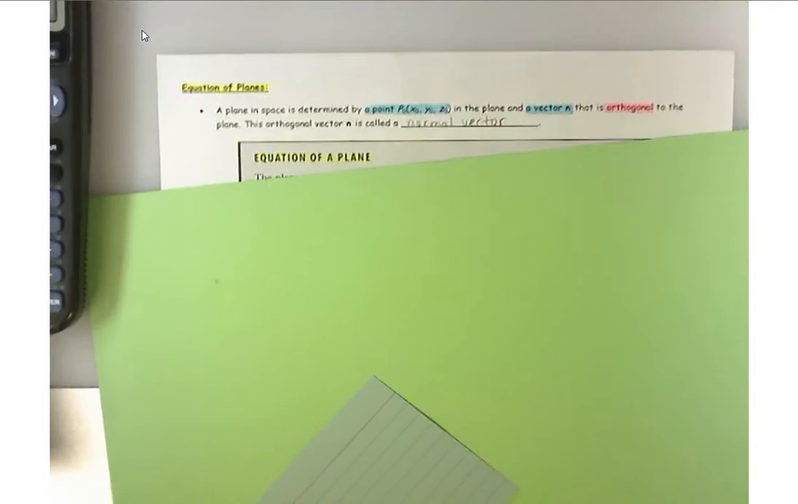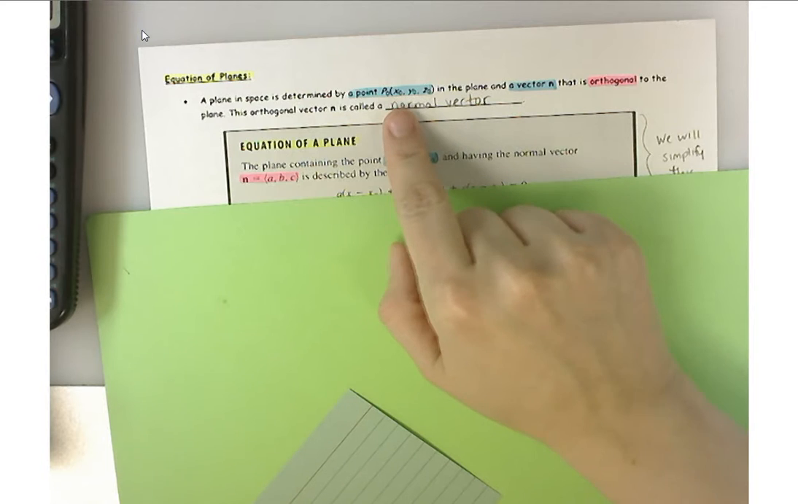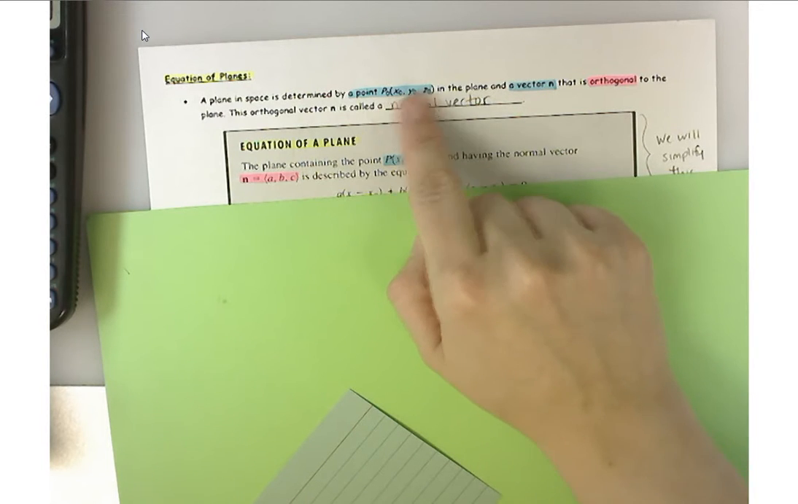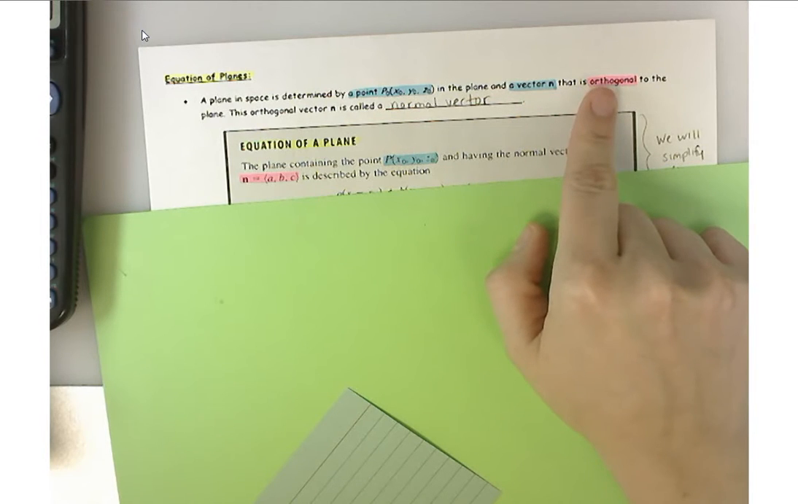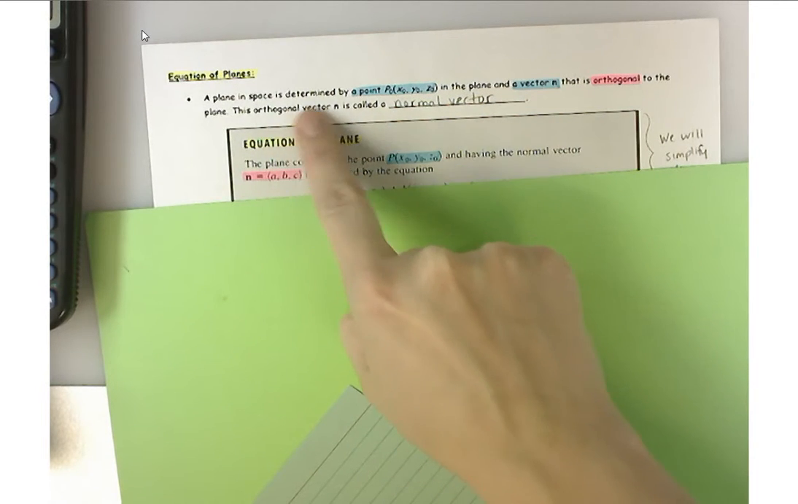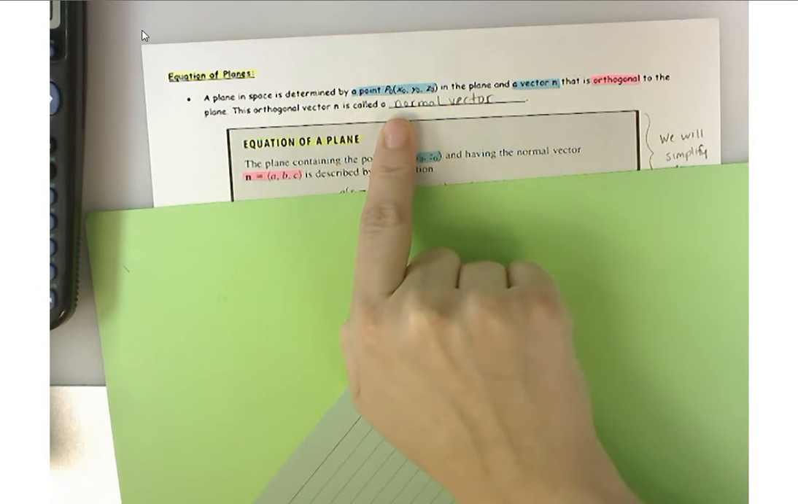All right, so the next thing we're going to talk about is the equation of a plane. So a plane in space is going to be determined by a point in the plane and the vector n. That vector is going to be orthogonal to the plane. Okay, what does orthogonal mean? Perpendicular, right? Okay, so it's perpendicular to the plane. That orthogonal vector is called the normal vector. Okay, so the vector that's perpendicular is called the normal vector.